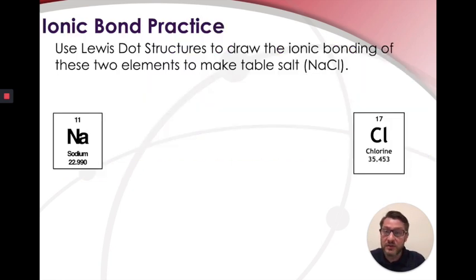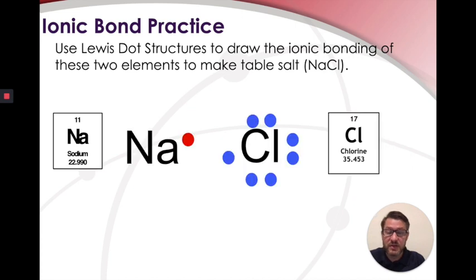So if we draw the Lewis dot structures again, sodium has 1 valence electron and chlorine has 7 valence electrons. The Lewis dot structure makes it pretty obvious what's going to happen next. Sodium is going to transfer its one lonely electron to chlorine to fill that extra spot. So now sodium has an empty orbital, which is fine. Sodium would rather have an empty orbital than have just one extra electron zooming around.